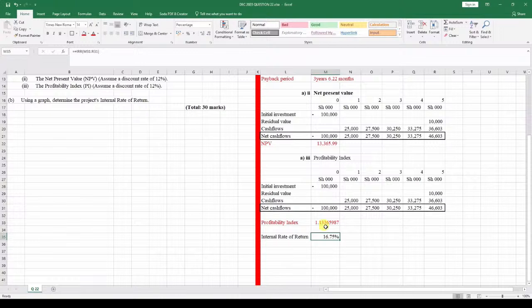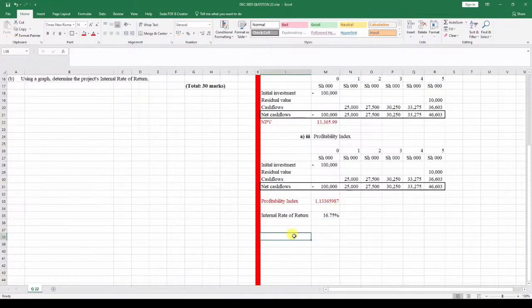So we pick arbitrary rates, so 12%. You can put 12% over here, 13%, like that, and so on and so forth. So we just drag it.